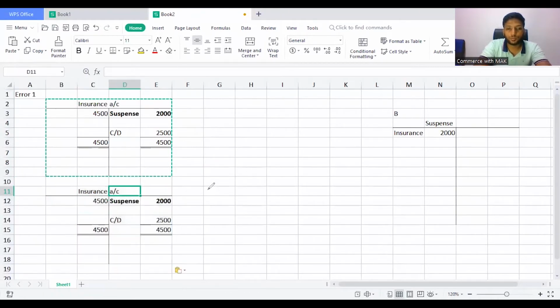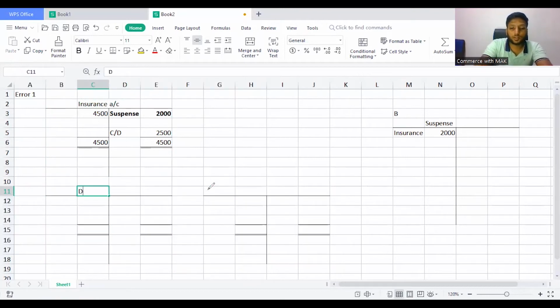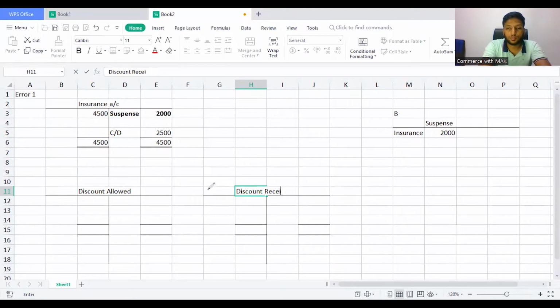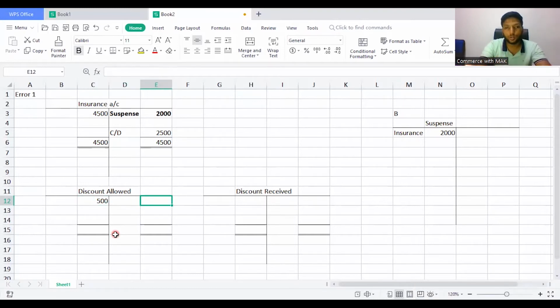So here I'm going to write discount allowed, and then here I'm going to write discount received. So they have actually allocated the discount received amount to the discount allowed account as 500. That is the wrong transaction which they have done. Now we need to write the right transaction. But you also know that discount received comes on the credit side. So if I put discount allowed on the credit side, I should write the other balance under the suspense account. So 500 I'll write here, and I'll write here suspense.